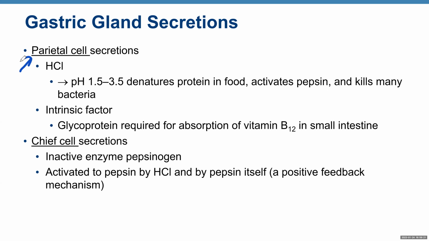Another important thing that parietal cells secrete is intrinsic factor. It's a glycoprotein required for absorption of vitamin B12 in the small intestine.